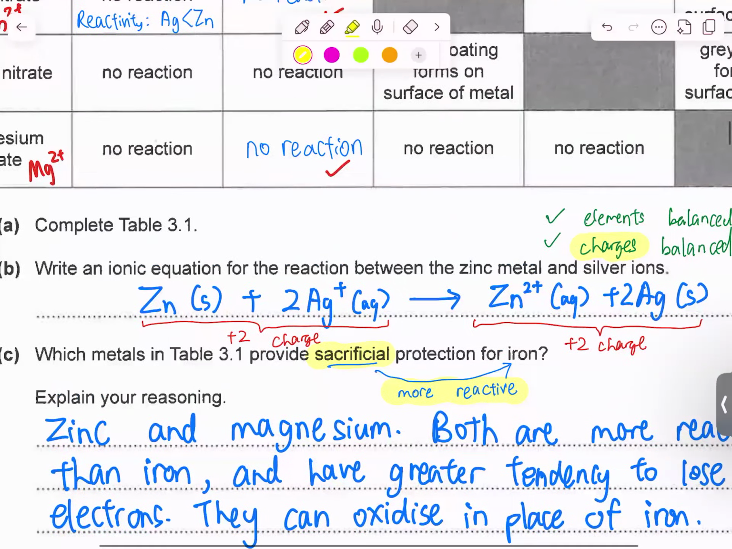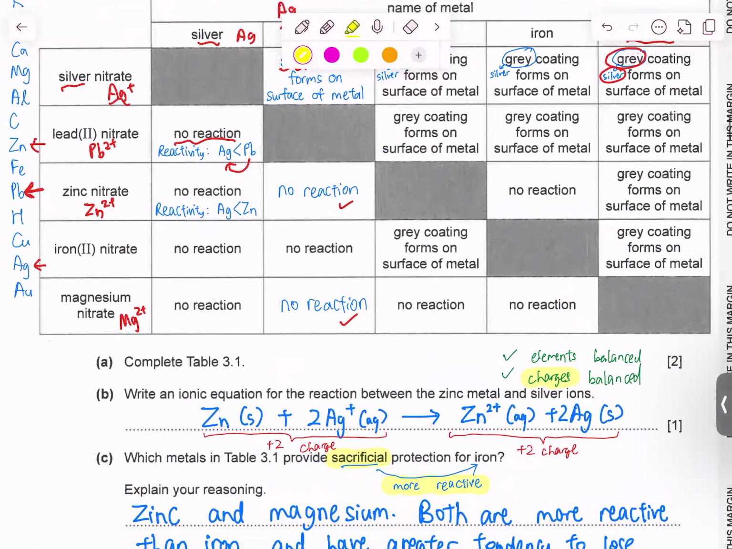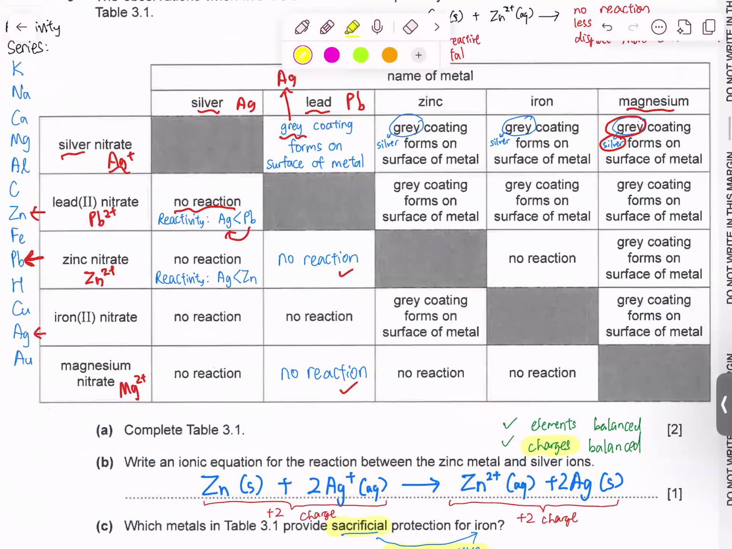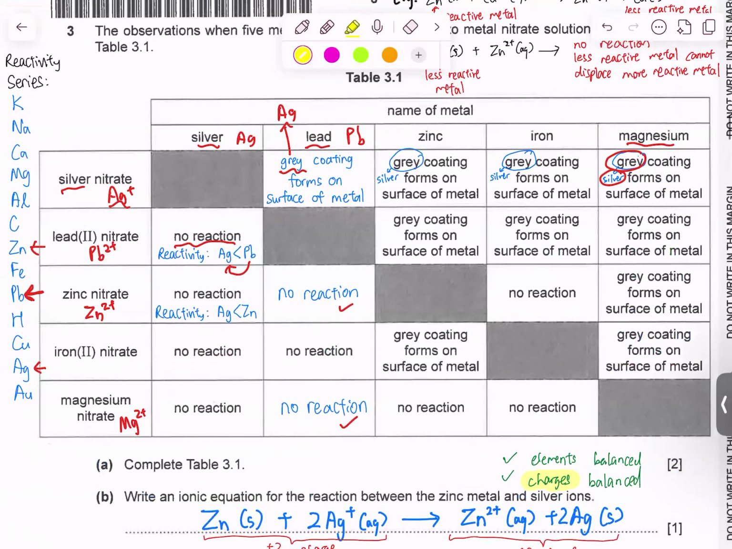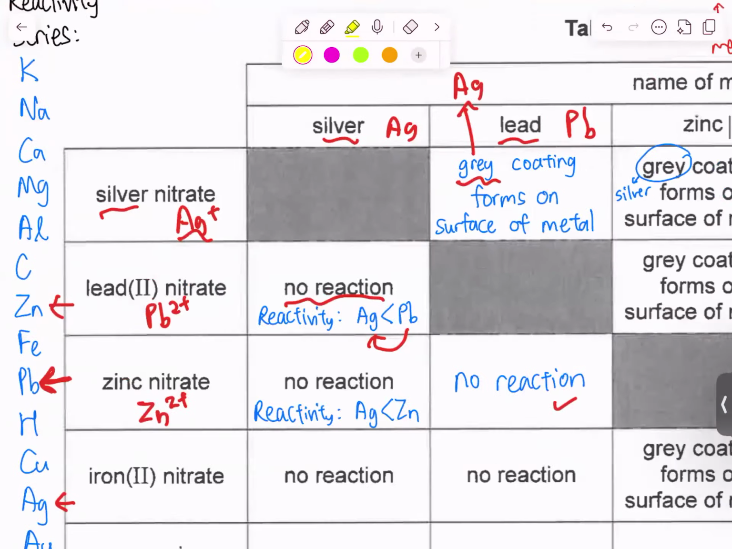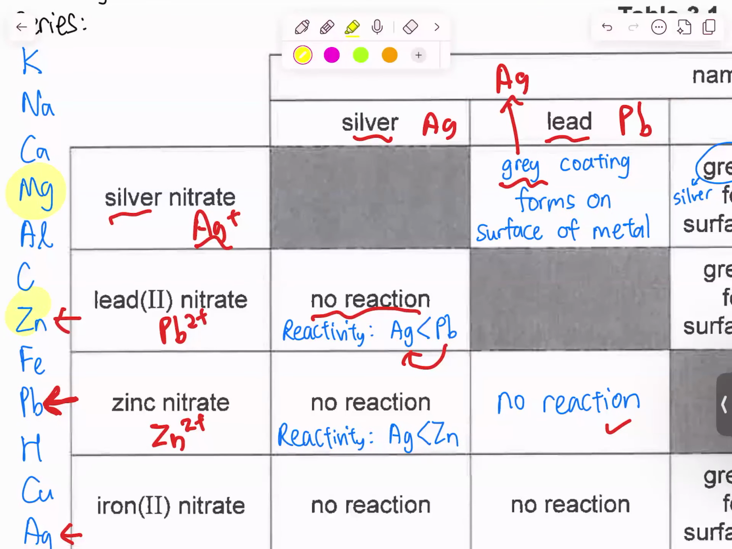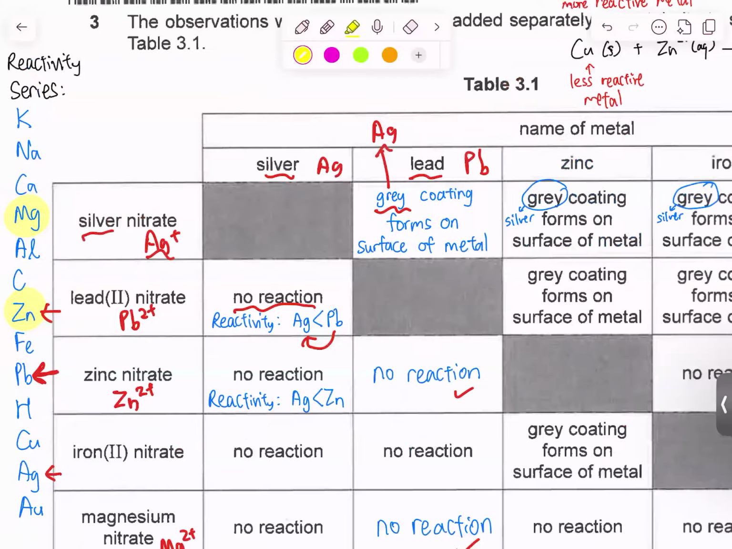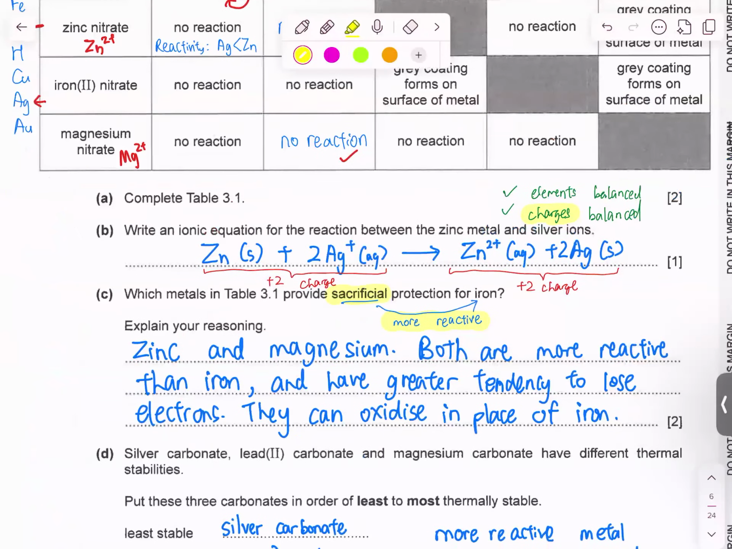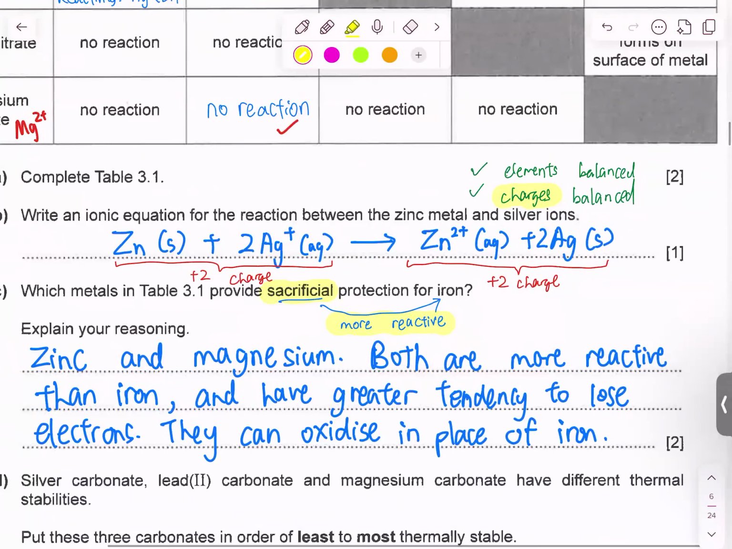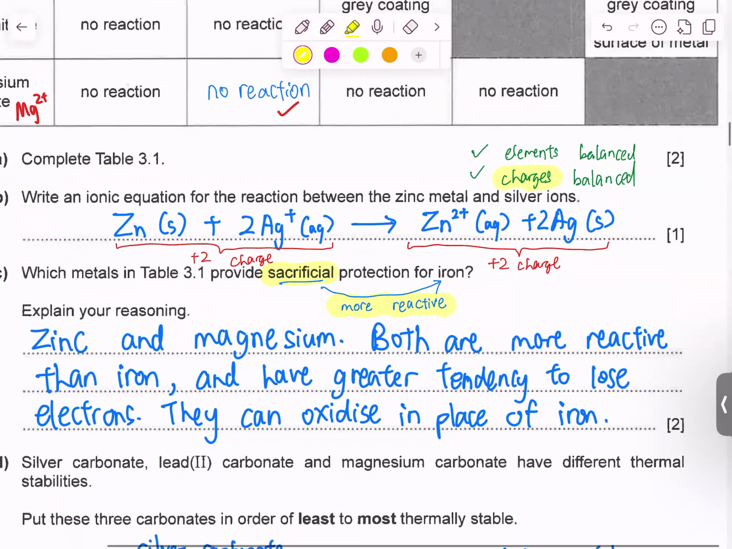Correct or not? So, of all the metals over here, which are the ones that are more reactive than iron? We can see that of the list of metals here, only magnesium and zinc are more reactive than iron. Therefore, they will be the only candidates to provide sacrificial protection for iron because they have a greater tendency to oxidize in place of iron.